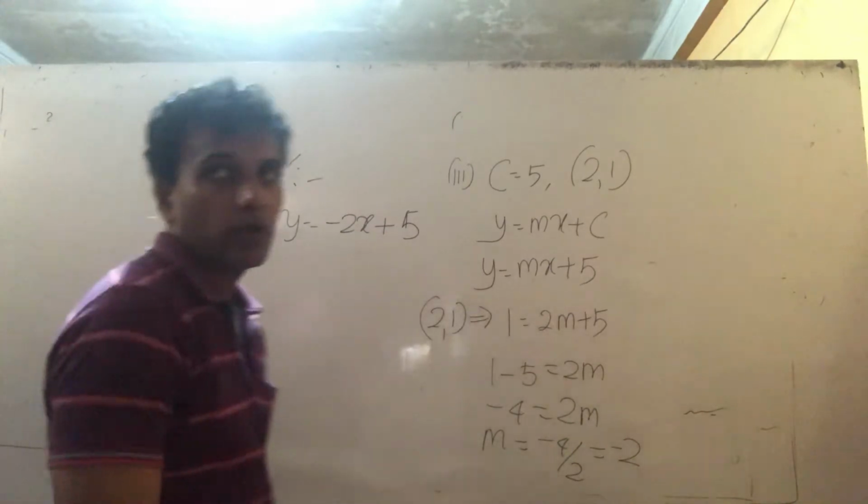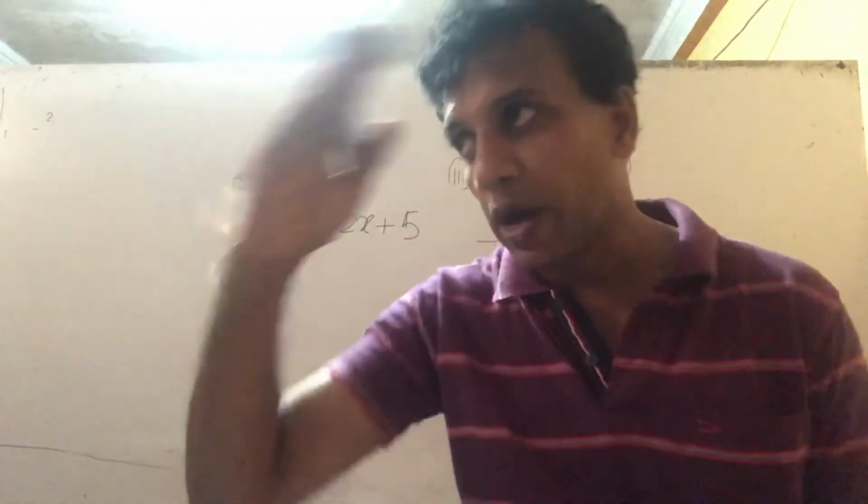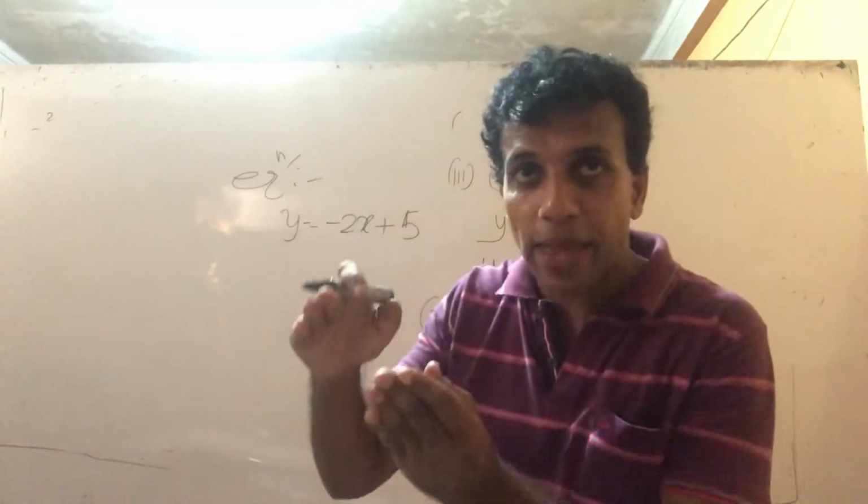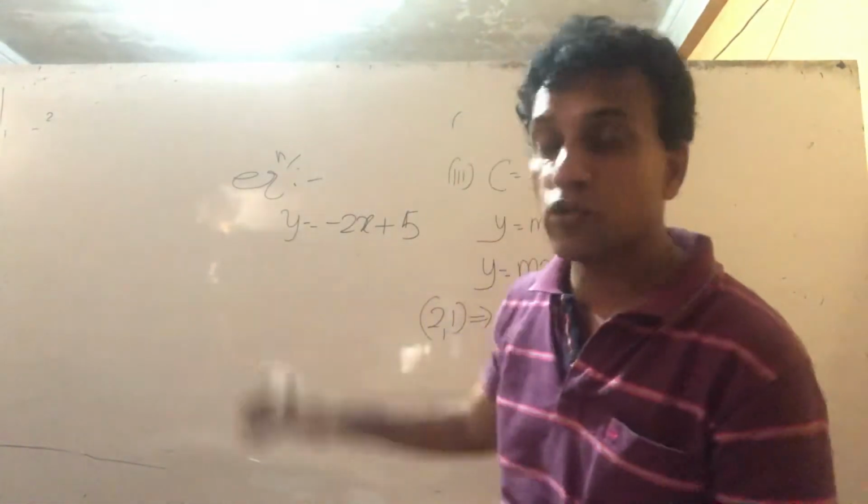c is 5. So with a negative gradient, the graph comes in another shape, no? With the x-axis it makes an obtuse angle; that is called a negative gradient.